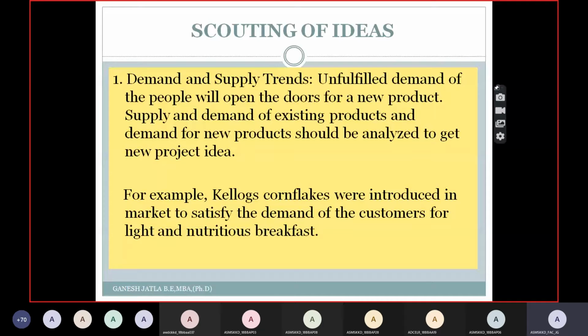So what do you mean by demand and supply trends? In scouting of ideas, the first step is demand and supply trends. Generally, what we search for is the particular supply and demand for the particular product. For example, if in some area you have a scope but you haven't entered that particular area, then it is an open market for you. You can enter into it. For example, you take Kellogg's cornflakes. Generally, they are introduced in the market to satisfy the demand of the customers for light and nutritious food.